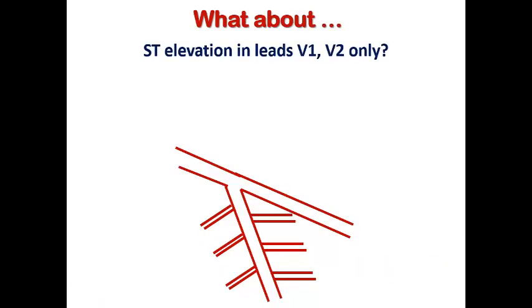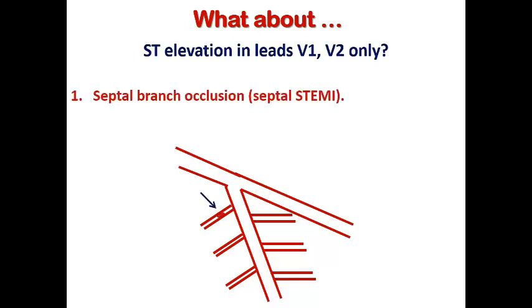The second question: what about ST elevation in V1 and V2 only, without any ST elevation in other precordial leads or limb leads? There are two possibilities. The first possibility is septal branch occlusion. Sometimes they call it septal STEMI in literature. This explains why the patient is having only ST elevation in V1 and V2, and here the septum is dependent mainly on the septal perforators without other additional blood supply.